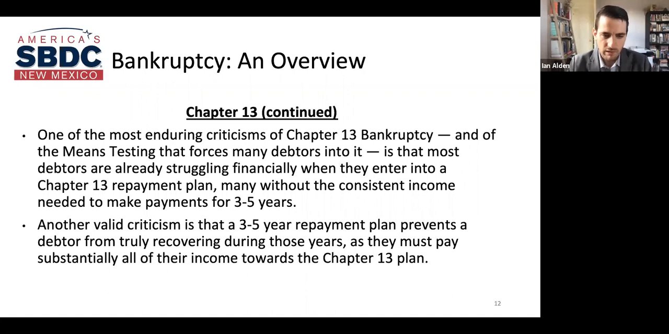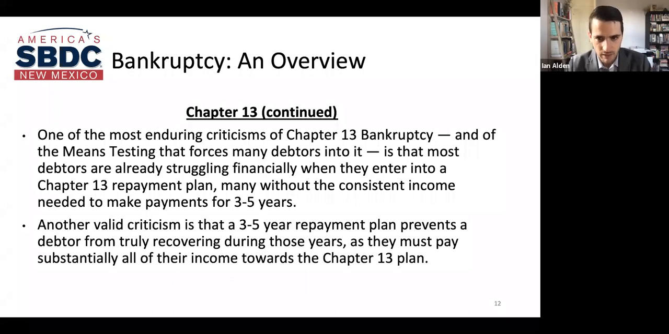But assuming that all those things hold steady, maybe they can finish the plan in 3 to 5 years if nothing changes for the worse. But for a lot of debtors, things do change for the worse over the span of 5 years. Who knows when a pandemic will hit and you'll lose your job. So a big criticism of Chapter 13 repayment plans is they fail.